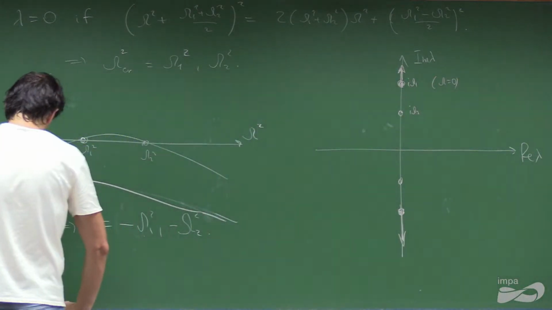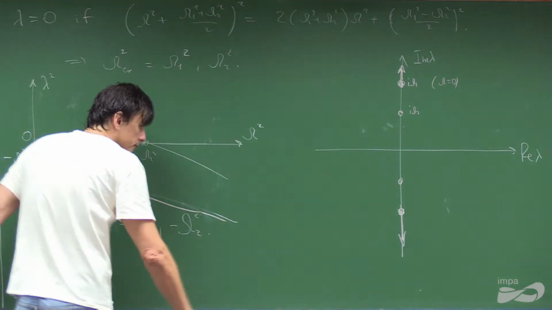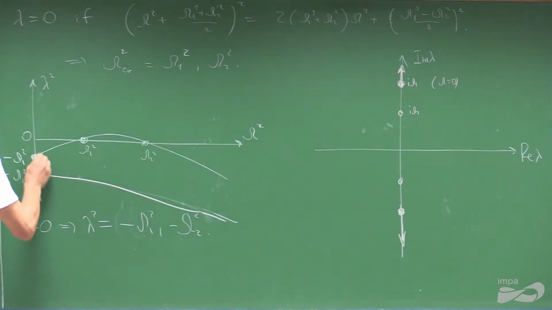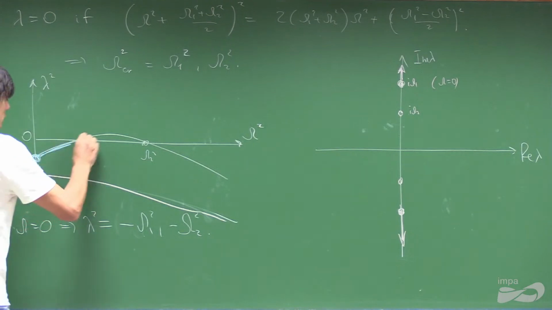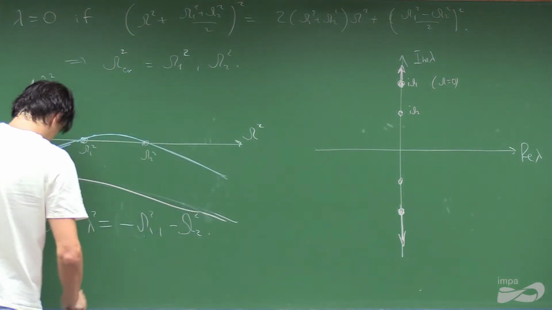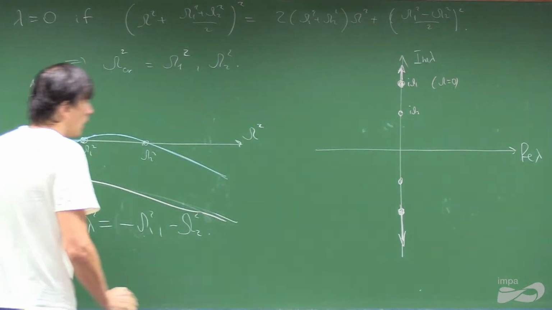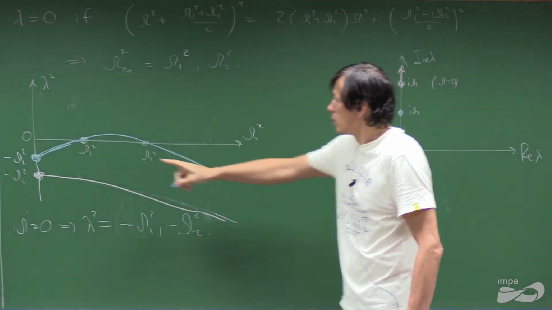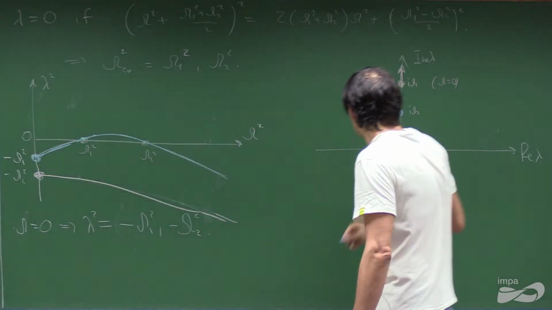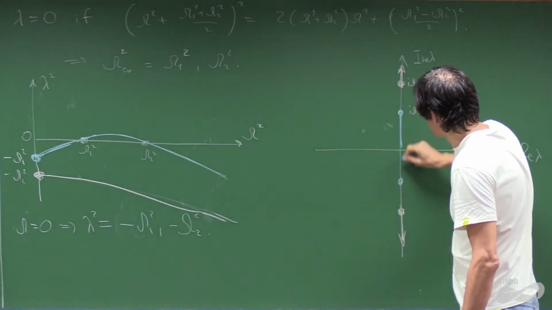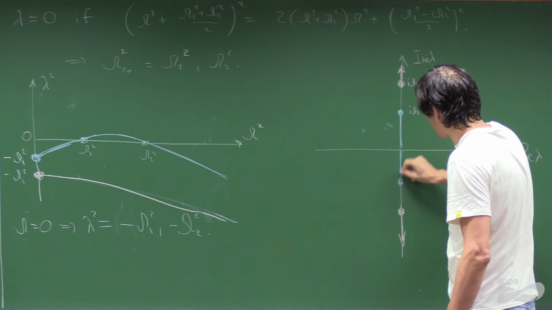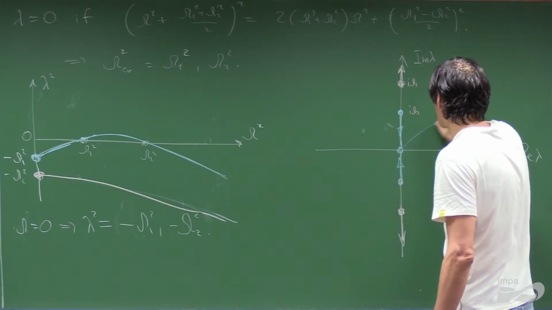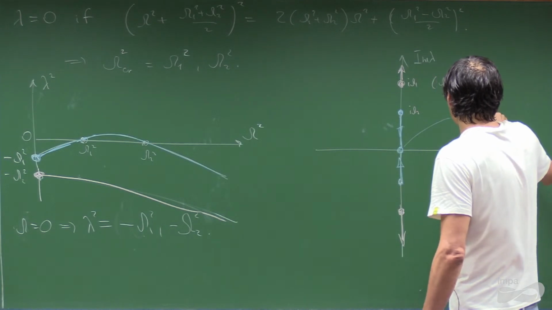And for the upper eigenvalue, let's put it in blue. The upper eigenvalue comes to 0, which means that the square goes to 0, so the eigenvalues themselves also go to 0. This first occurs at omega 1.